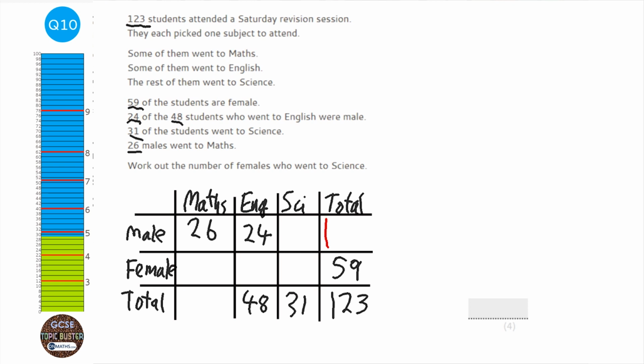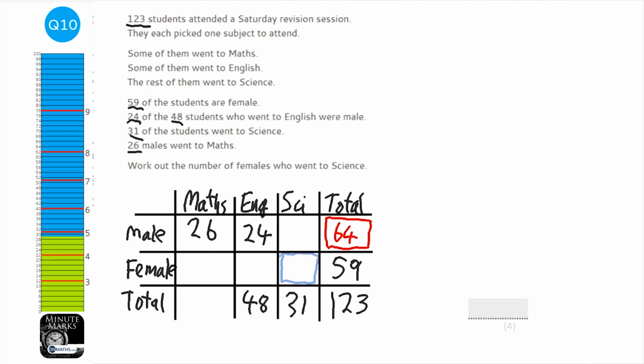To get this first one here, what I do is 123, which is the total, and there were 59 females in total. So that leaves 64 males. So 64 plus 59 is 123. Okay, if I know that one, then let's have a look and see which one we're trying to find out. Work out the total number of females who went to science. So we're trying to get this one here.